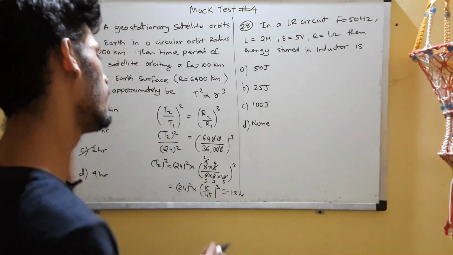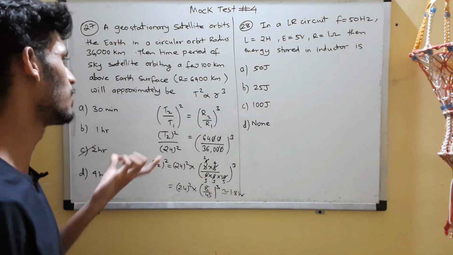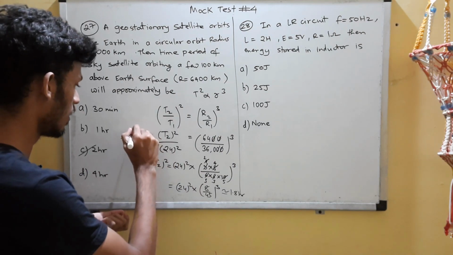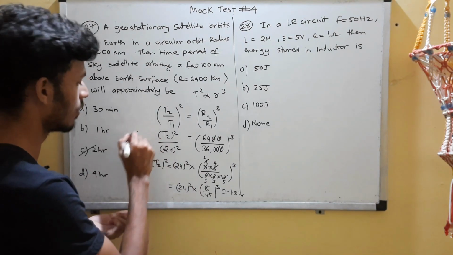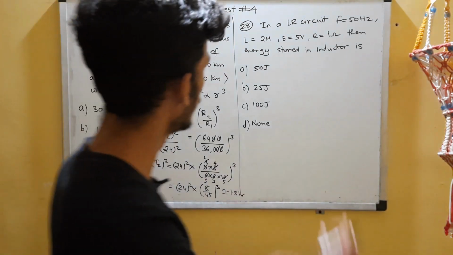Okay, so 2 hours is the correct choice over here. We are getting 1.8 because we chose this as 6400, which is the radius of the earth, plus the few hundred kilometers of the altitude. Okay, now let's come to this one.